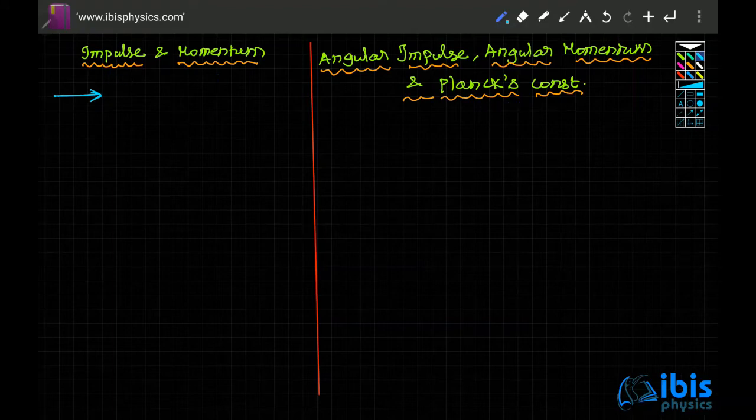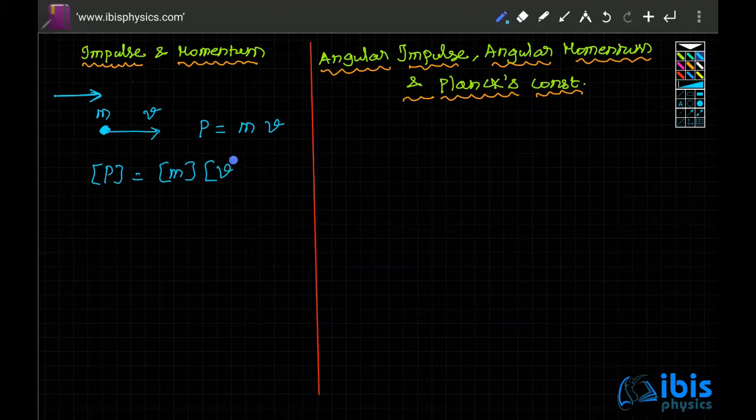What is impulse? What is momentum? Suppose you have a mass m and that mass is going forward with velocity v. Then the momentum of this mass is the product of mass and velocity. The physical significance of momentum we will discuss in the class during the second law of motion. Now the dimensions of momentum is the product of dimensions of mass and dimensions of velocity. Mass is a fundamental quantity, but velocity is not. Velocity is distance by time, so length by time. So the dimensions of momentum is M L T power minus 1.